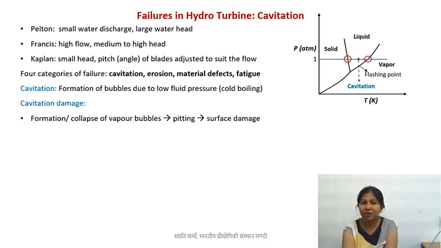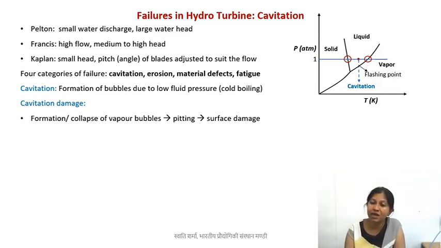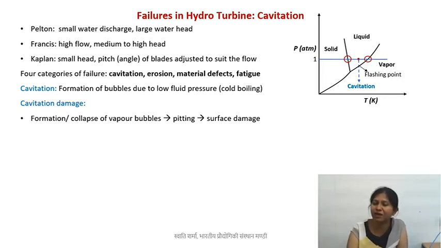Okay, so what happens when these bubbles are formed and they are also rapidly collapsed? When the bubbles form and collapse, there is pitting action onto the surface of the blade. Pitting means creating pits or holes onto the surface of your blades, and that is how it creates a type of erosion on the surface.